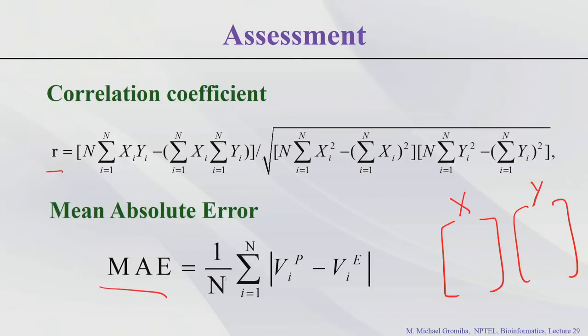So, this we can get 1 by n sigma, predicted minus experimental, take the absolute values, right, and take the average, then we will get the mean absolute error. So, mean absolute error should be high or less? Less. Correlation coefficient should be high, right. So, if you get the high, good correlation and less error, then you can see your method works fine.